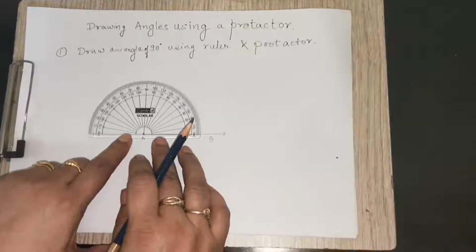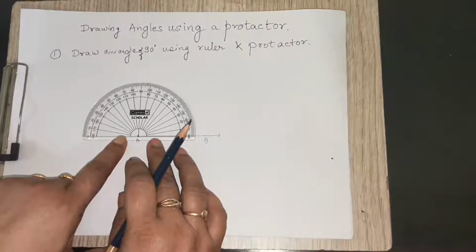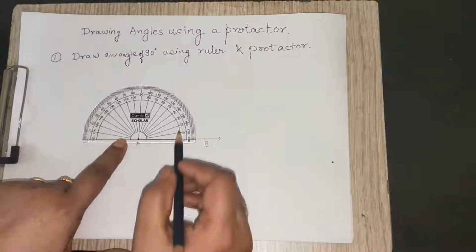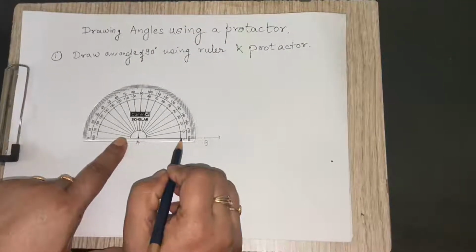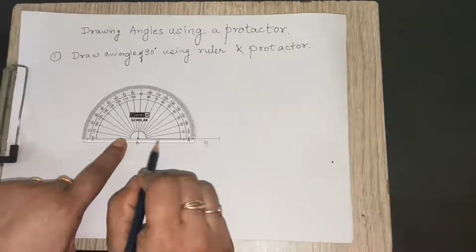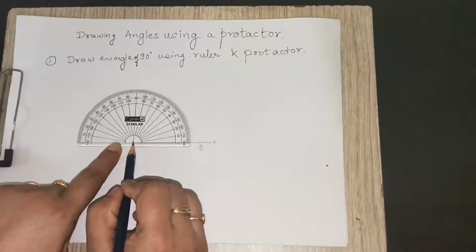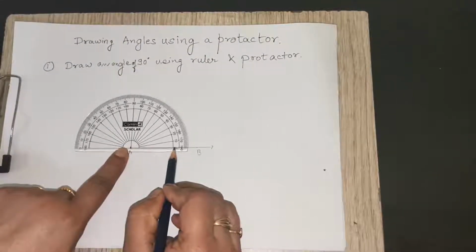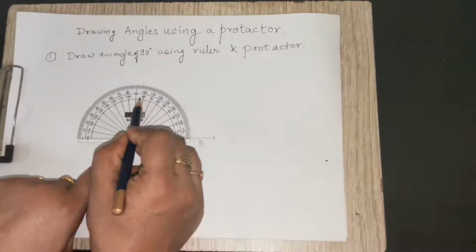Now run your eyes along the scale whose 0 degree mark lies on AB until you find 90 degree. Now children, we have to start from here. This is 0 degree. Now I am using the inner scale, children. Please note, because I have kept my protractor in this way, this is my center point and this is 0 of the inner scale. So I have to move in this way.